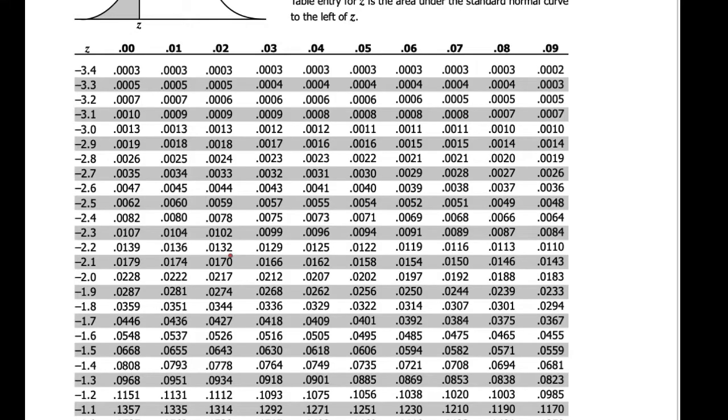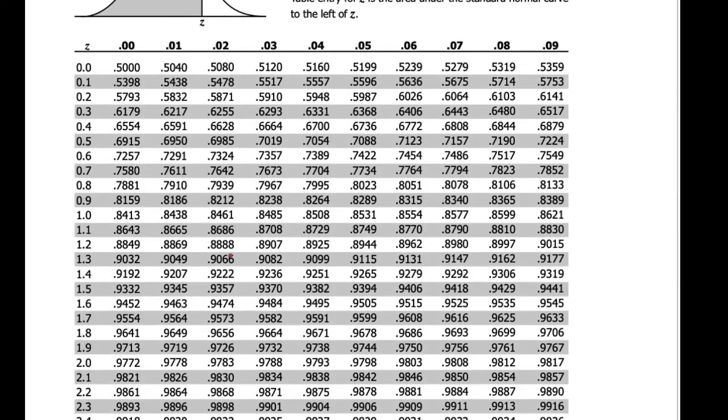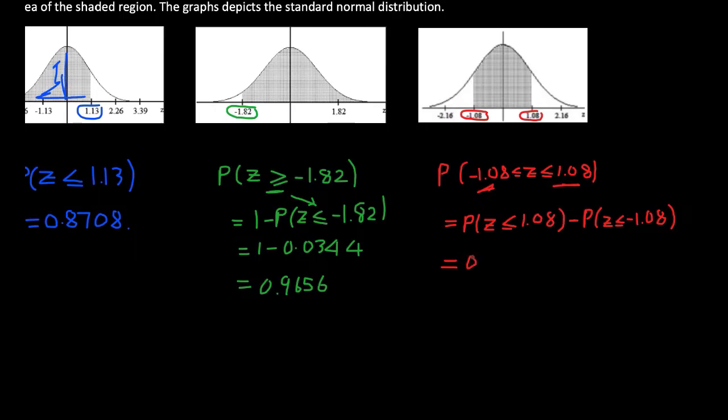Go to z table. Positive 1.08. Therefore, this is 1.0 and 8 is here. So this is 0.8599.